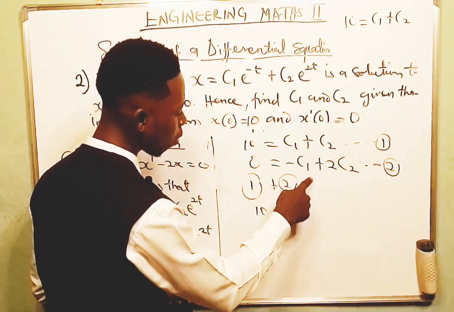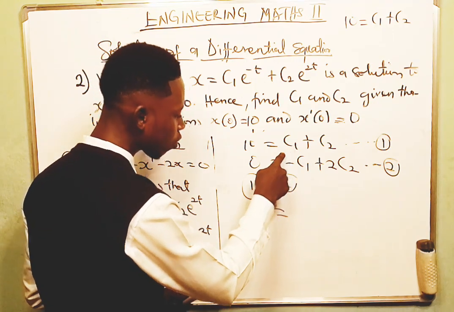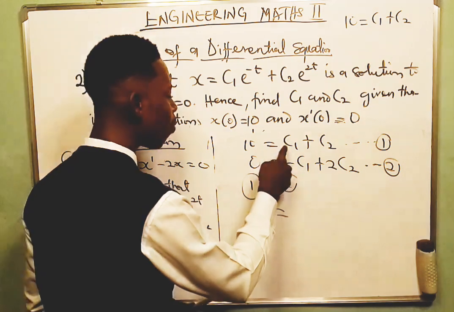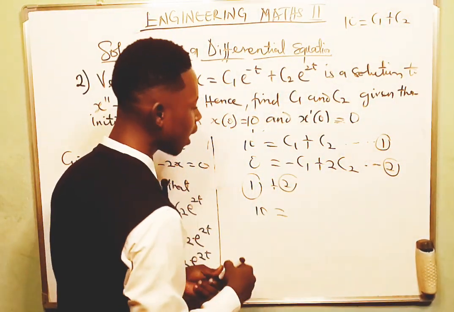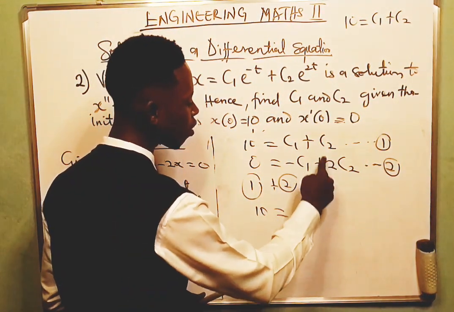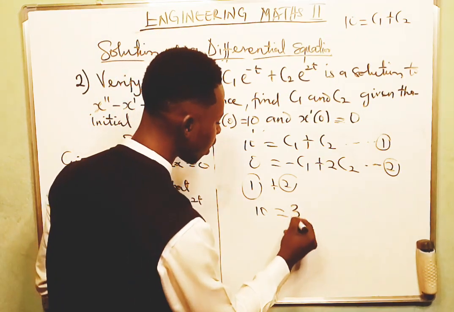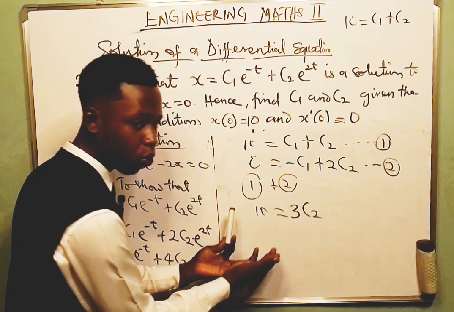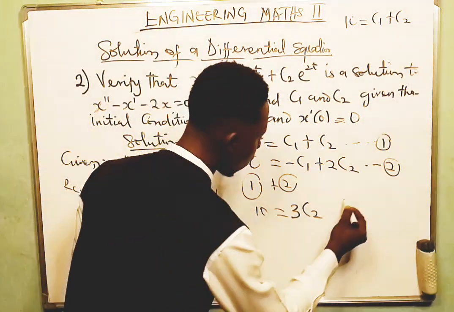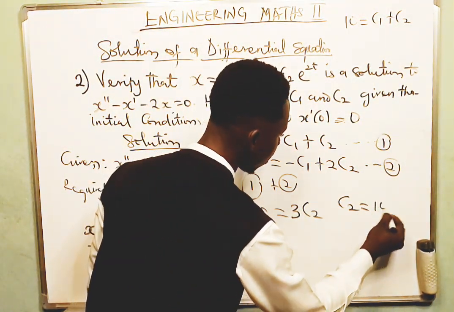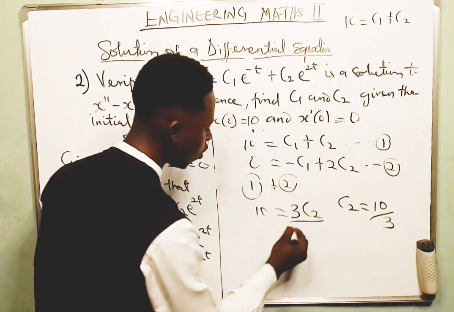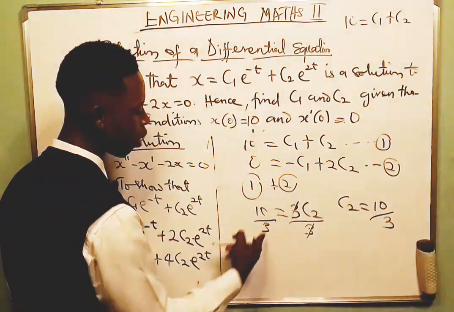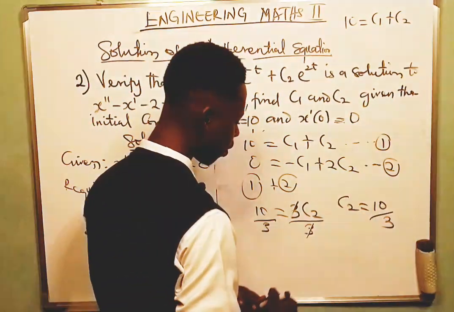C1 plus minus C1. Plus minus gives a minus, therefore C1 minus C1 gives 0. Then we are left with C2 plus 2C2, which gives 3C2. From what we are seeing, we can find that our C2 is equal to 10 over 3, because you divide both sides by 3, and 3 cancels 3. You are left with C2 equal to 10 over 3.